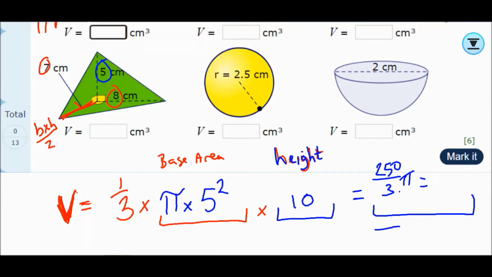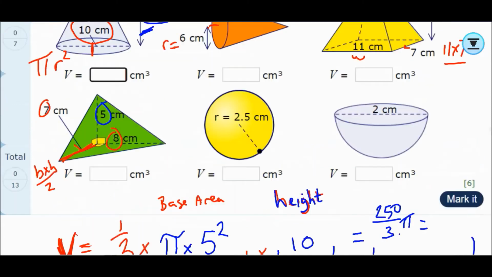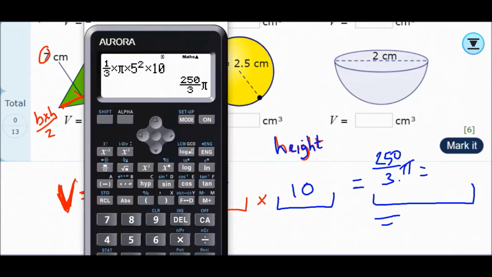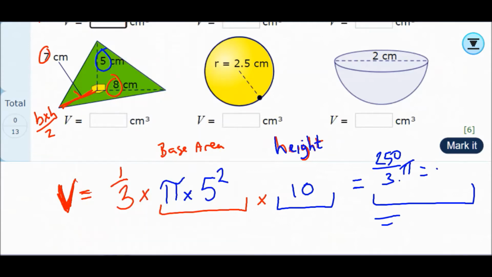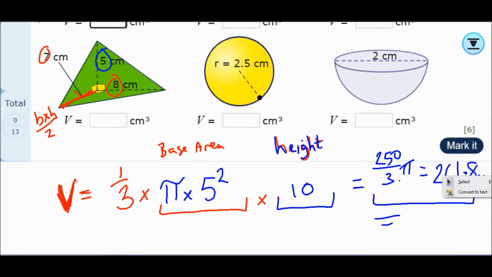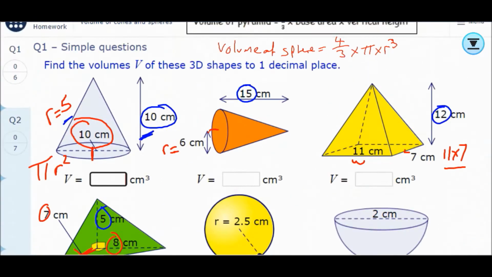If it was on a non-calculator paper, we would use that. These will always be on a calculator paper pretty much, but if it happened to be on a non-calculator paper, you could put it in terms of pi. However in this particular format it says 1 decimal place, so I need it in a full decimal format. So that's going to be 261.799, so the 9 is going to round the 7 up to an 8 centimeters cubed. So 261.8.